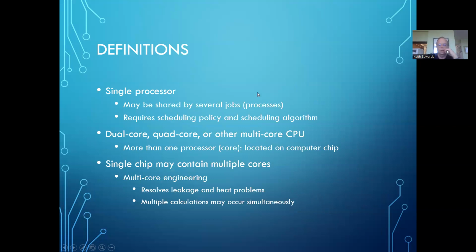So a single processor may be shared by several jobs or processes, which requires a scheduling policy and a scheduling algorithm. For dual, quad-core, or other multi-core CPUs, more than one processor or core can be located on a chip, and a single chip can contain multiple cores. And we've talked about this before, this distinction between the individual processor and a set of cores.